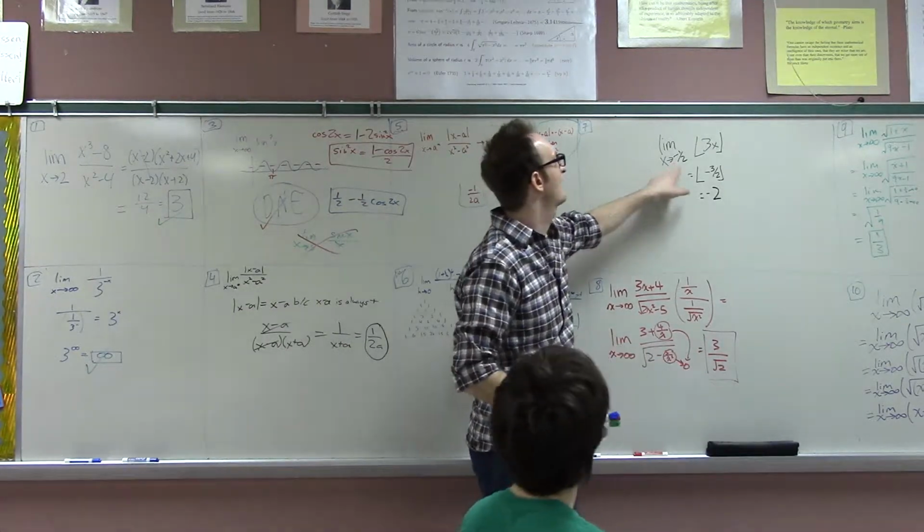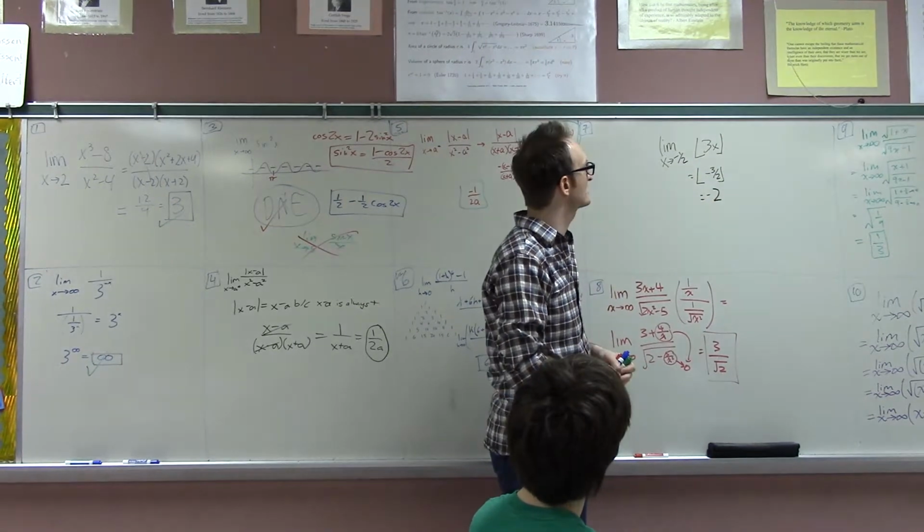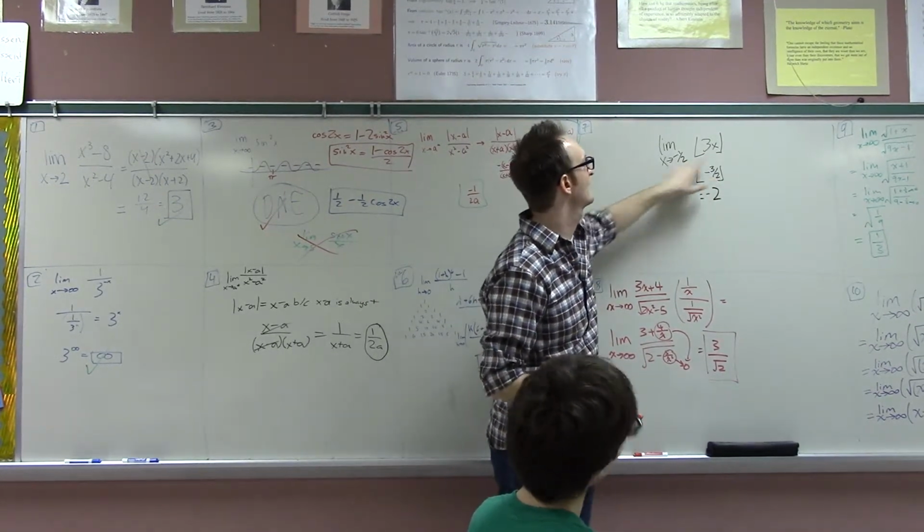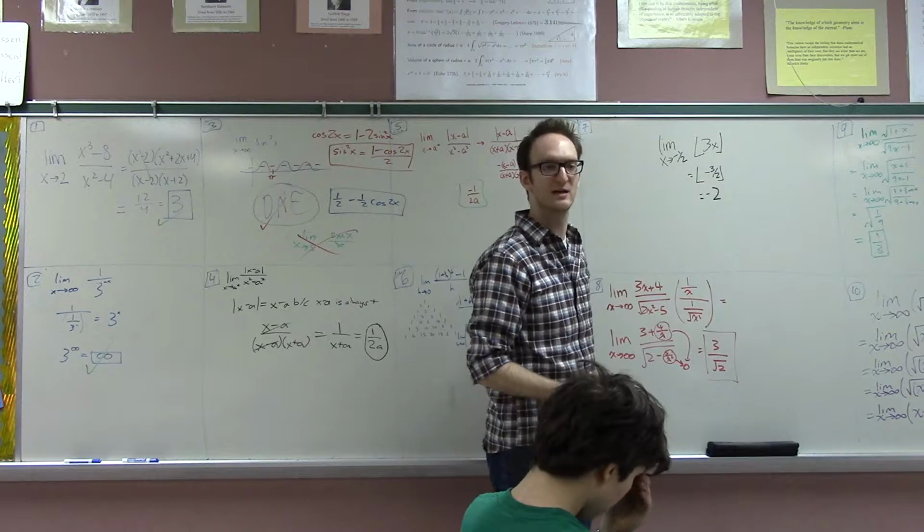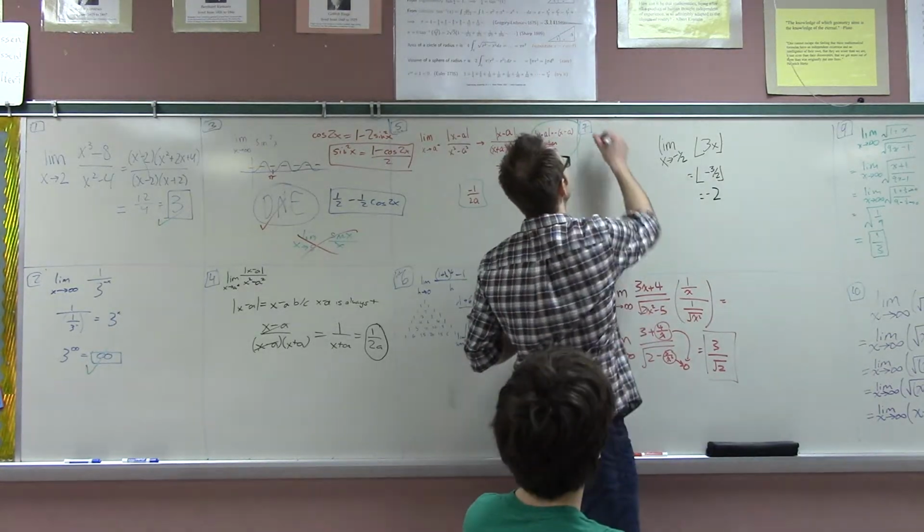Limit as x approaches negative a half of the floor of 3x. Well, when you plug in negative half, you just get negative 3 over 2, and the floor of that's just negative 2. So there's really not a lot going on in this problem.